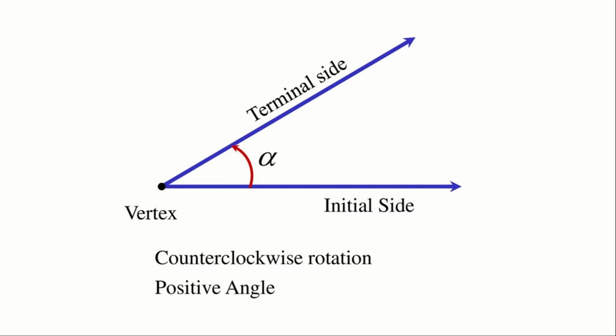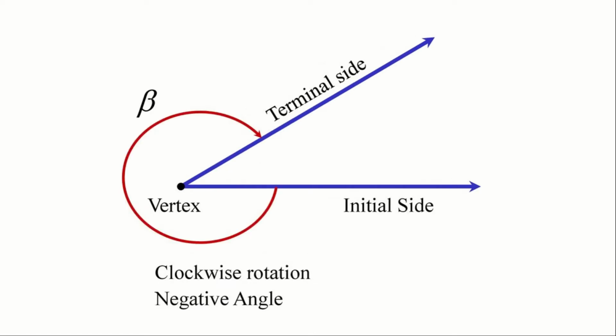You can see the clear picture of initial side, vertex and terminal side. From the vertex, the straight line is the initial side and the other one is the terminal side, and the angle created by it is alpha. Since here the angle is moving in the counterclockwise direction, it is a positive angle, that is, opposite to the clock rotation.